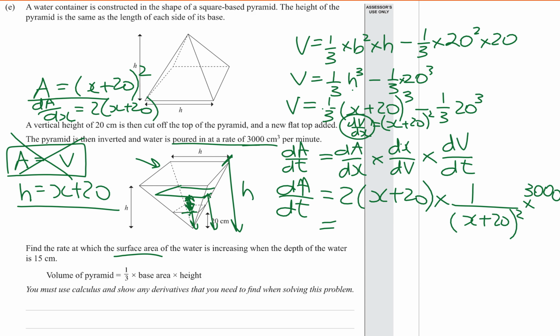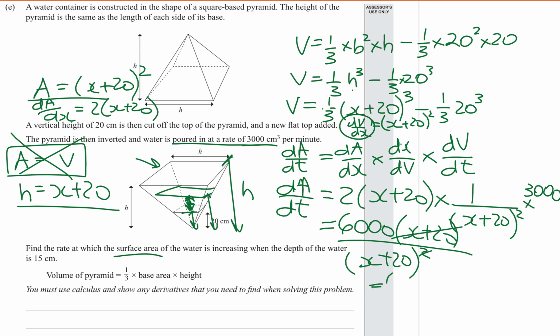Now, all of that: 2 times 3,000 is 6,000, times x plus 20, all over x plus 20 all squared. Can I simplify that any further? 6,000 over x plus 20. Cancel one of those and you're left with 6,000 divided by x plus 20.